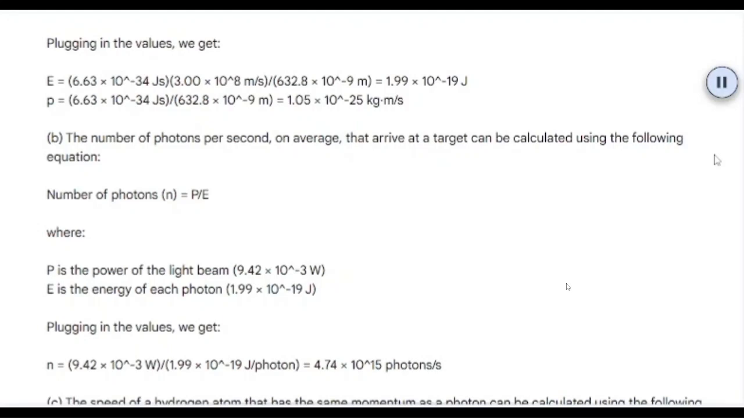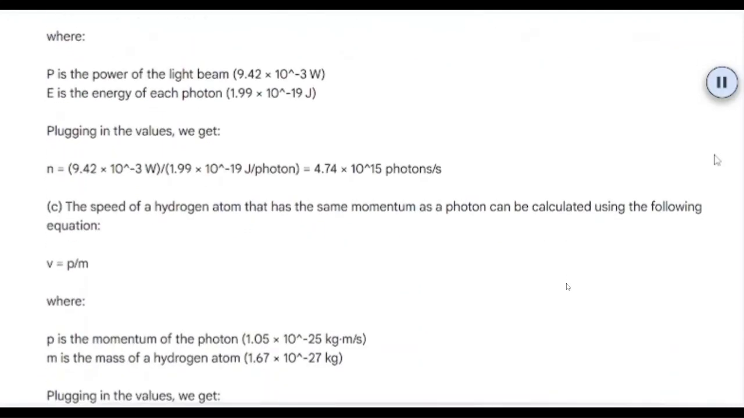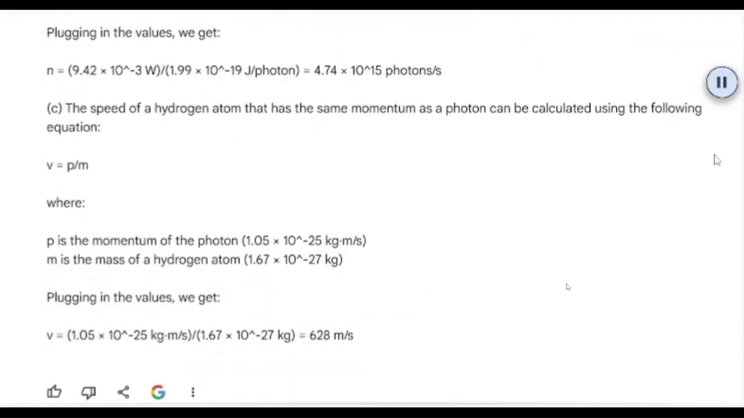B. The number of photons per second, on average, that arrive at a target can be calculated using the following equation. Number of photons, N, equals P over E. Where P is the power of the light beam, 9.42 times 10 to the power of minus 3 W. E is the energy of each photon, 1.99 times 10 to the power of minus 19 J. Plugging in the values, we get N equals 9.42 times 10 to the power of minus 3 W over 1.99 times 10 to the power of minus 19 J per photon, equals 4.74 times 10 to the power of 15 photons per second.